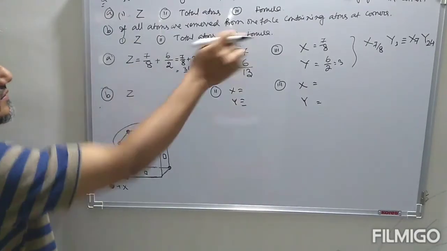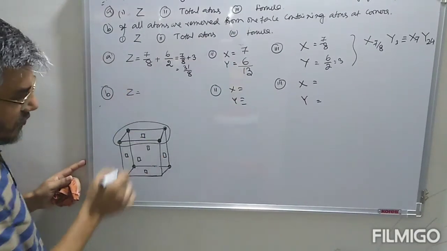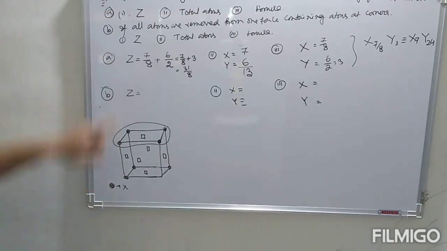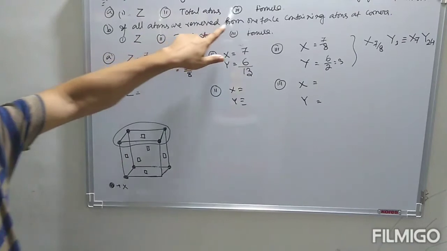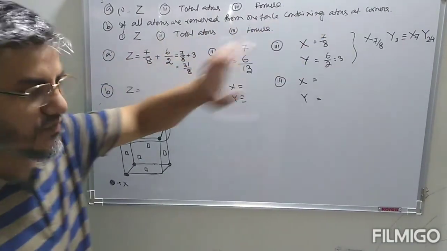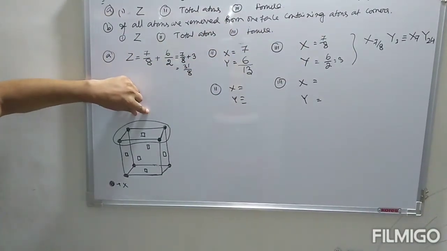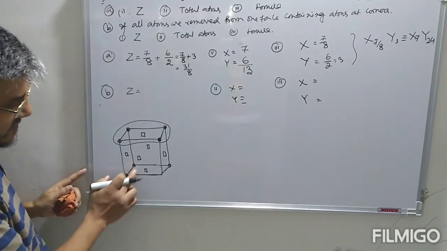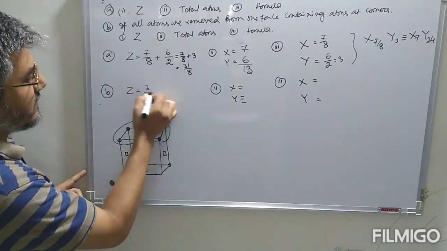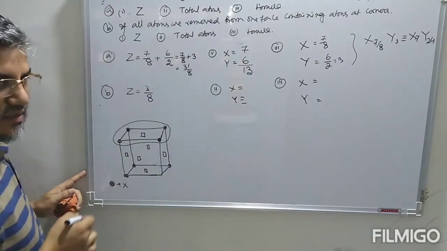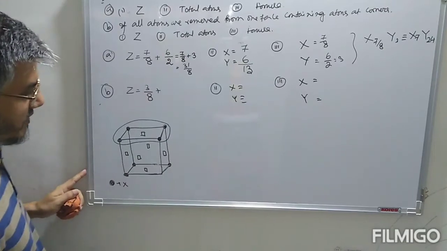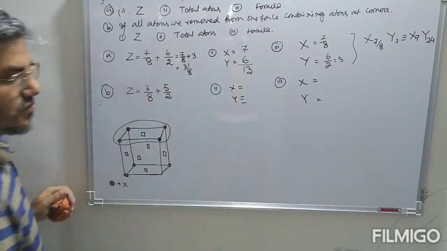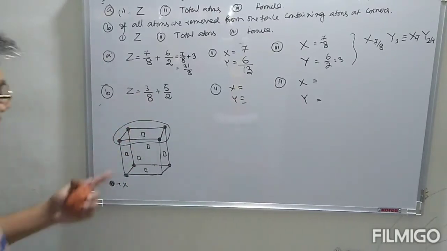Then the number of corner atoms is 1, 2, 3. If all atoms are removed from one face containing atoms at corners, so atoms are completely removed. So the number of X left is 3. Contribution of corner is 1 by 8. The number of Y atoms left is 6 minus 1, 5. So 5 by 2.